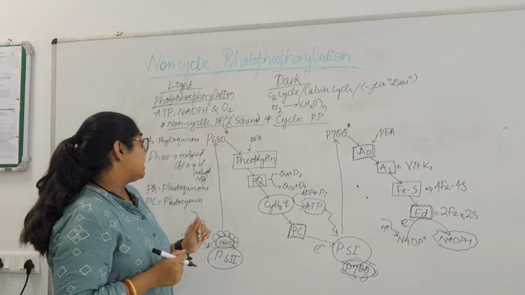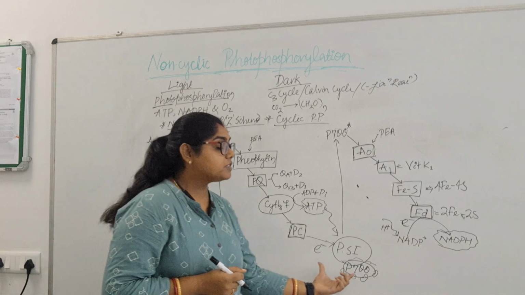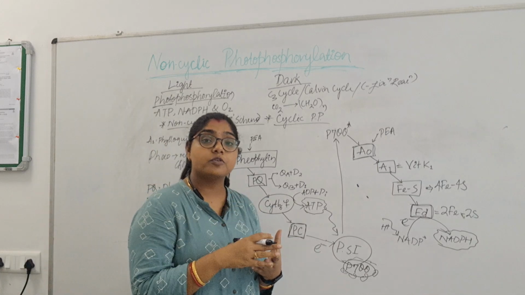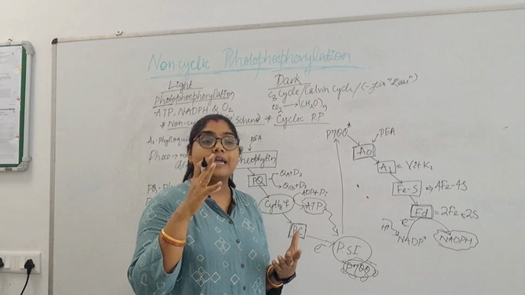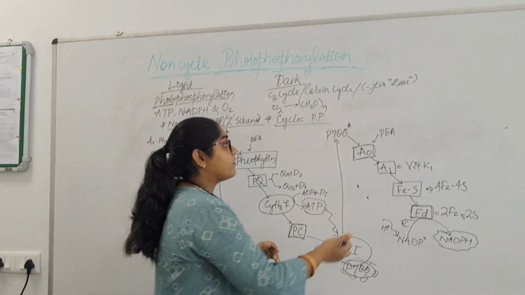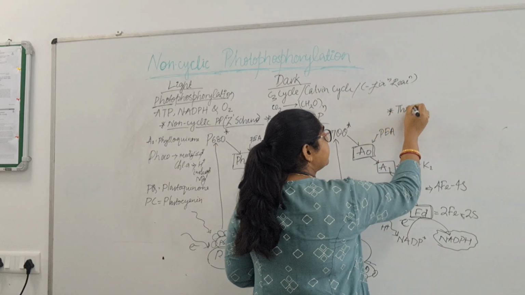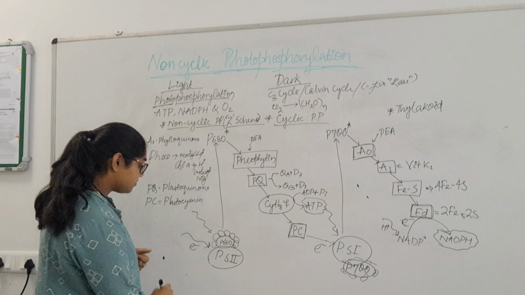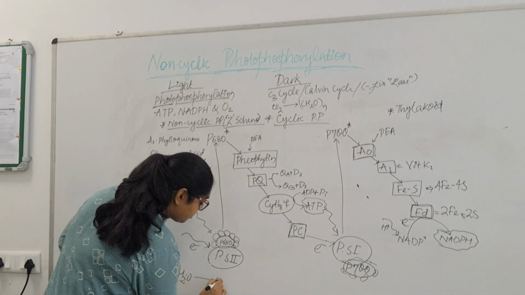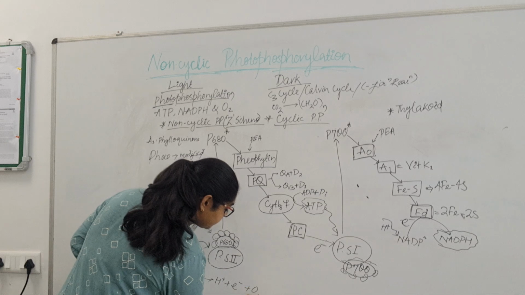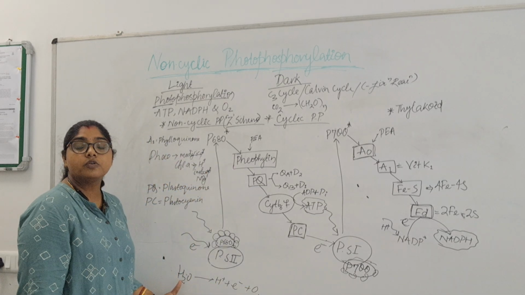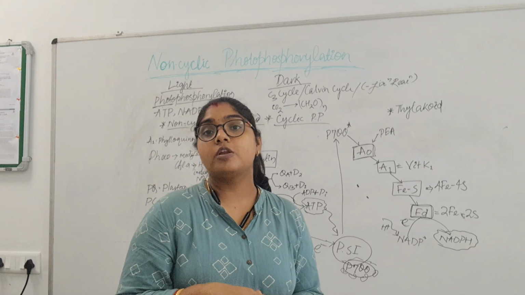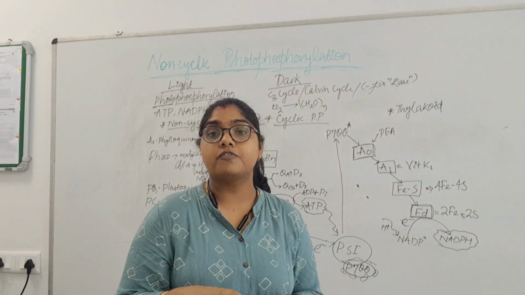So first, non-cyclic photophosphorylation includes the photosystems. So we can say photosystems are present in the thylakoid, so this happens in the thylakoid. But to be very specific, for the photolysis of water molecule to produce proton, electron and oxygen molecule, one complex is required, that is the oxygen evolving complex. This oxygen evolving complex is present on the luminal surface of the thylakoid.